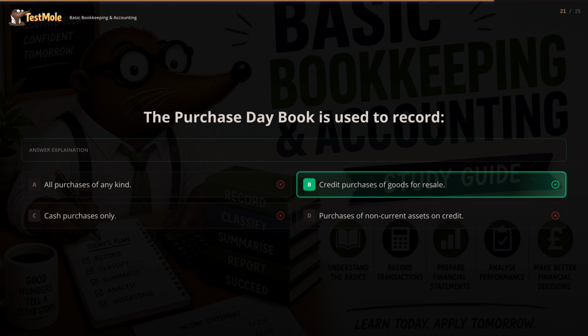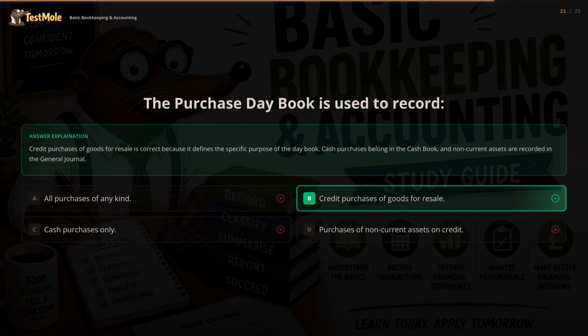The answer is B. Credit purchases of goods for resale is correct because it defines the specific purpose of the day book. Cash purchases belong in the cash book, and non-current assets are recorded in the general journal.